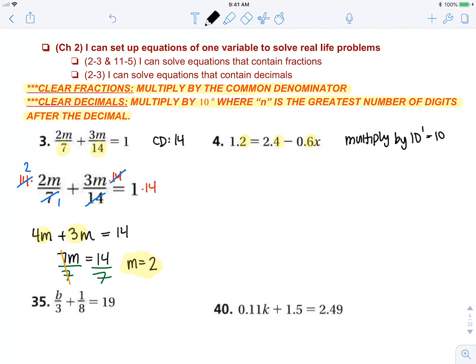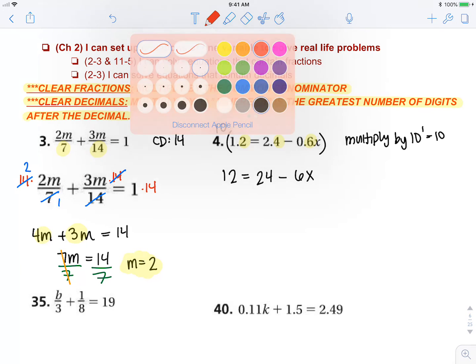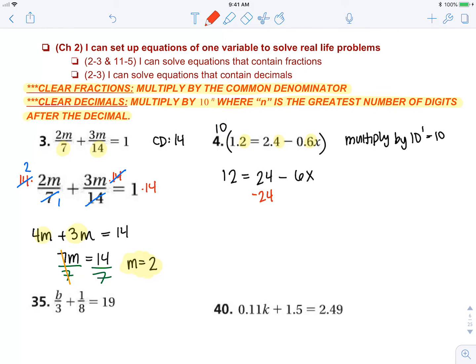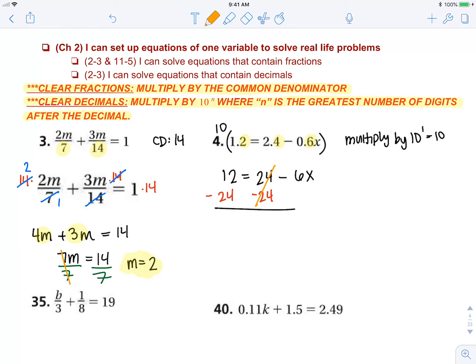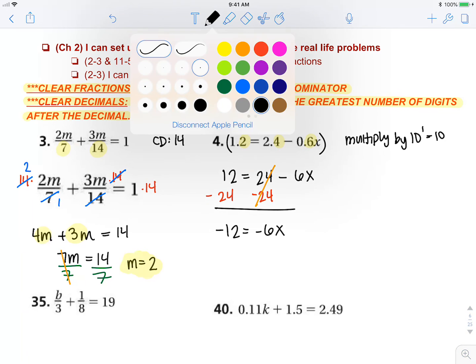So if I multiply everything by 10, I'm going to distribute that 10, and that becomes 12 equals 24 minus 6x. No more decimals. Now I can solve this two-step equation. The first process I'm going to undo is adding 24 by subtracting 24 from both sides. This cancels, and I'm left with negative 12 equals negative 6x.